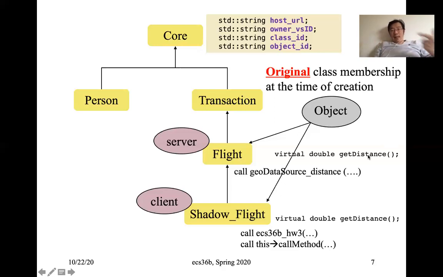Okay, so that's why this hierarchy actually helps us implement this kind of transparency, the wrapper perspective. When you write a piece of code to access the fly object, you really don't need to know where it is, whether it's shadow or real, which location. It will automatically be figured out by the virtual function mechanism. Does that make sense?